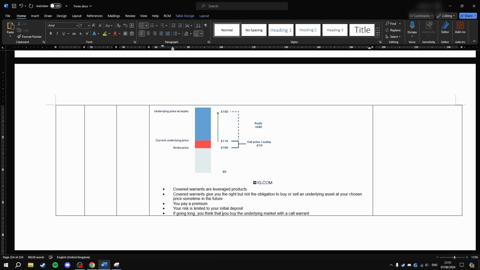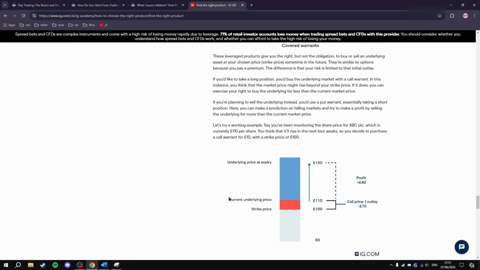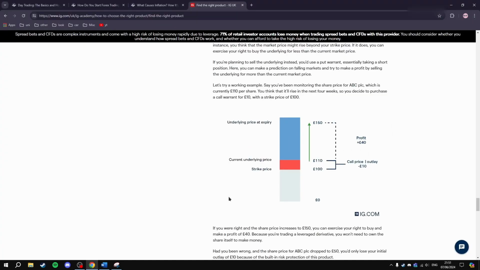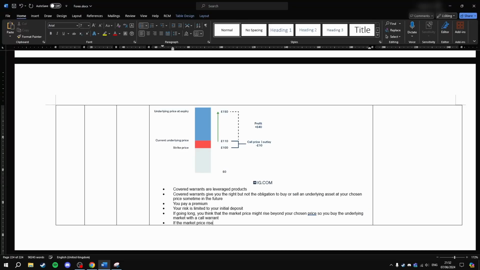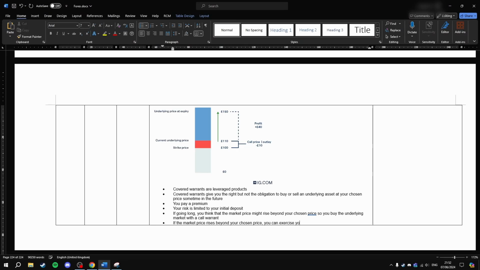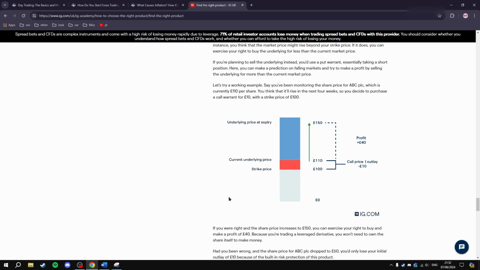So if going long, you think that the market price might rise beyond your strike price, your chosen price, so you buy the underlying market with a call warrant. If the market price rises beyond your chosen price, you can exercise your right to buy the underlying asset for less than the current market price.